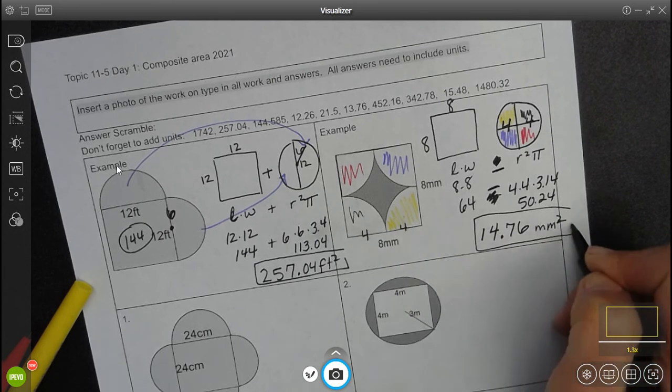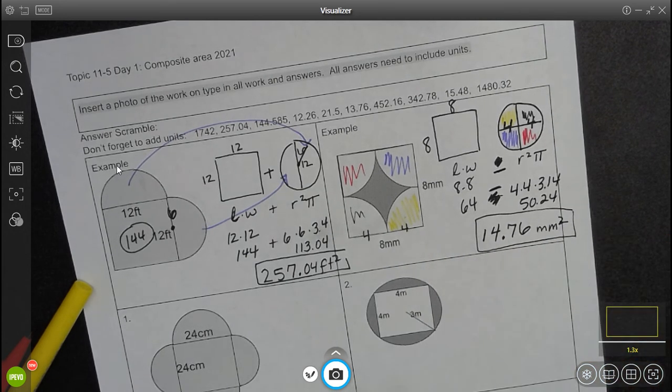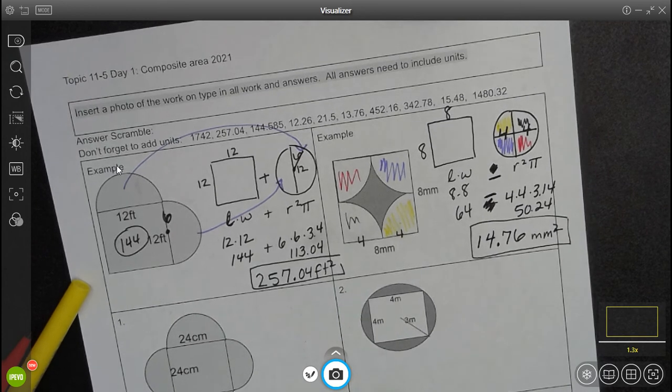Practice a couple of them. Use your answer scramble to help you along in the beginning. They're not easy, but you can do it.